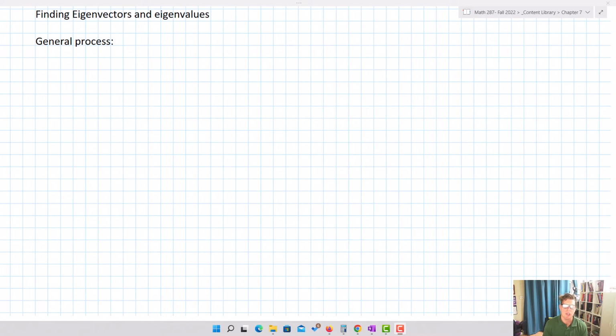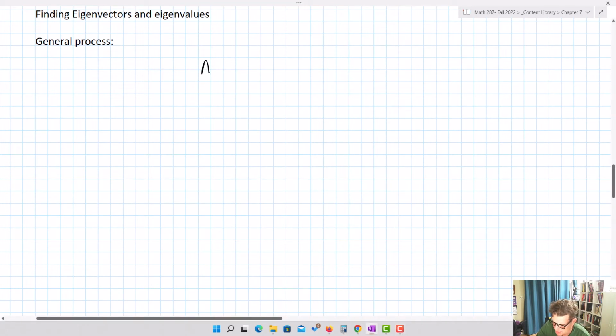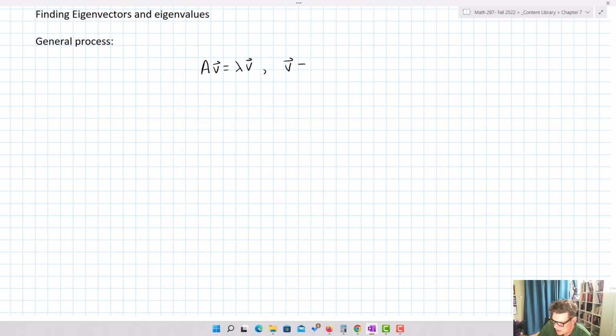Now what we're going to do is talk about the general process for finding eigenvectors and eigenvalues. It's going to require a lot of linear algebra. Makes sense, right? Okay. And so consequently, we're going to begin with this very simple concept. We're going to begin with the idea that AV equals lambda V. Okay. And we're going to have that V does not equal the zero vector.